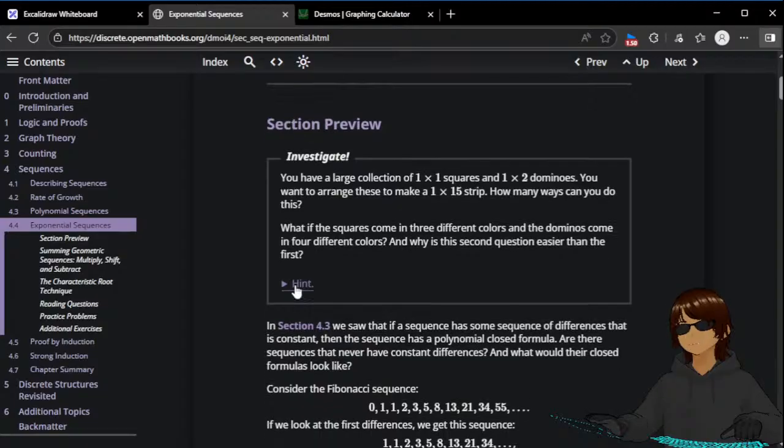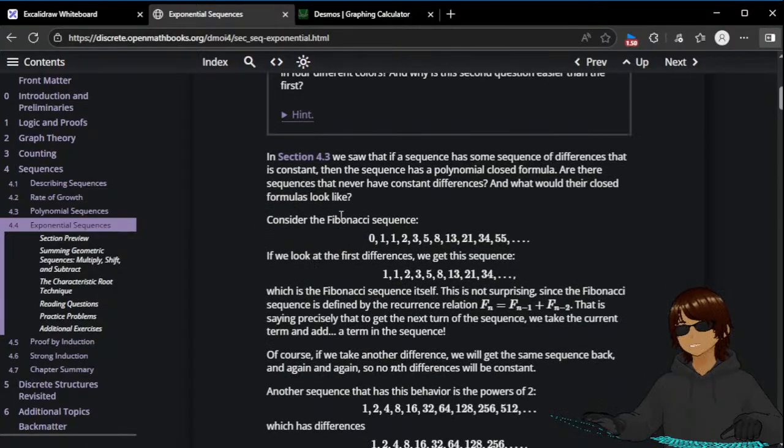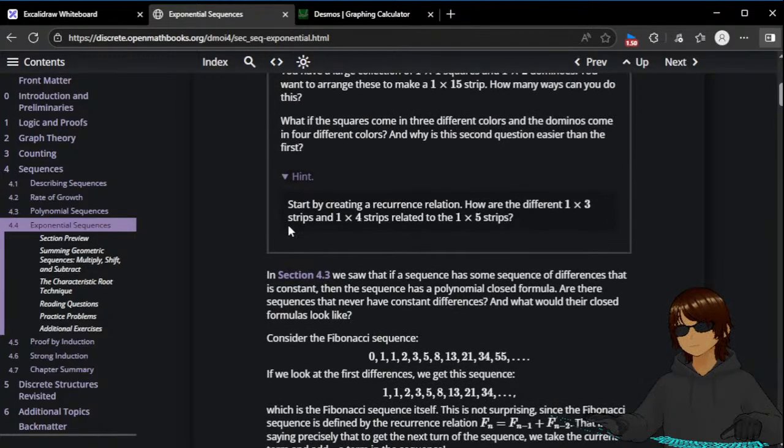Okay, forget this. I'll just read the chapter. Consider the Fibonacci sequence. They said to consider a recurrence relation.